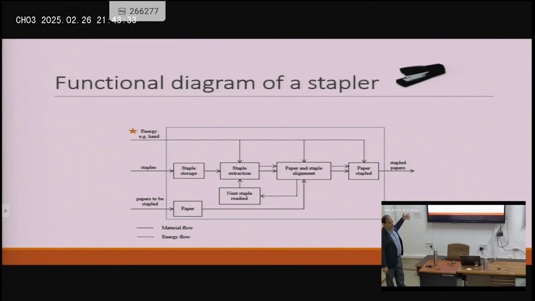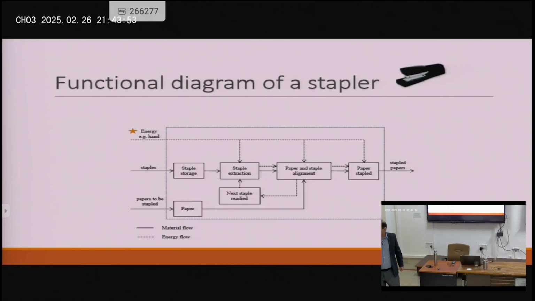material. Staples and papers are the materials. Paper goes in. Staples go in. They have to be stored somewhere. They get extracted. They are aligned. Papers will be stapled, and then it goes there. So that's the one area where all this is happening.